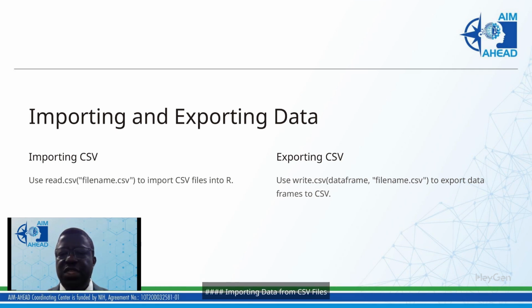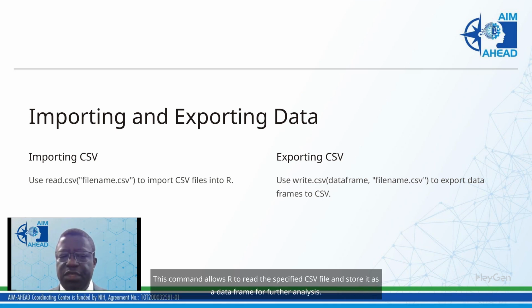Importing data from CSV files. To import CSV files into R, we utilize the read.csv function. The syntax is straightforward. data <- read.csv("path/to/your/file.csv"). This command allows R to read the specified CSV file and store it as a data frame for further analysis.